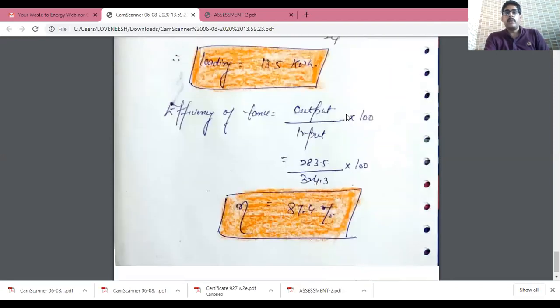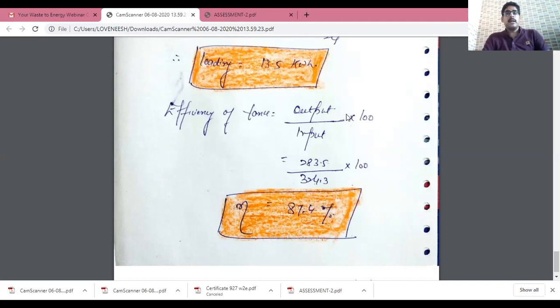Now, if you talk about the efficiency of the tank, it is simply the output upon the input. So the output is 283.5 upon the input 324.3, multiplied by 100. So the efficiency of the tank will be 87.4%. So in this numerical, you have to calculate two main things: the efficiency of the tank, which is equal to 87.4%, and the loading input, which is equal to 13.5 kW.